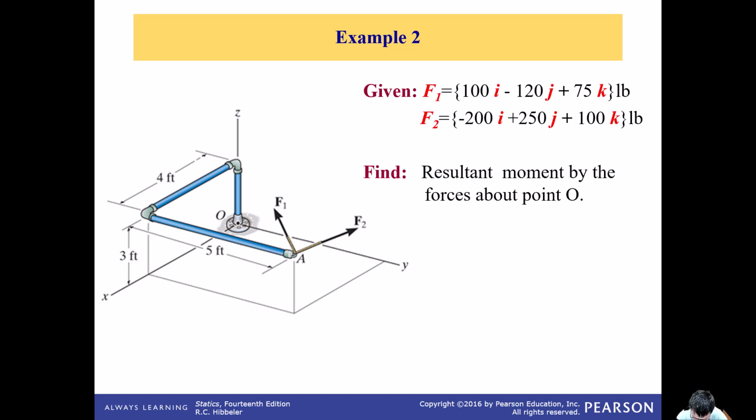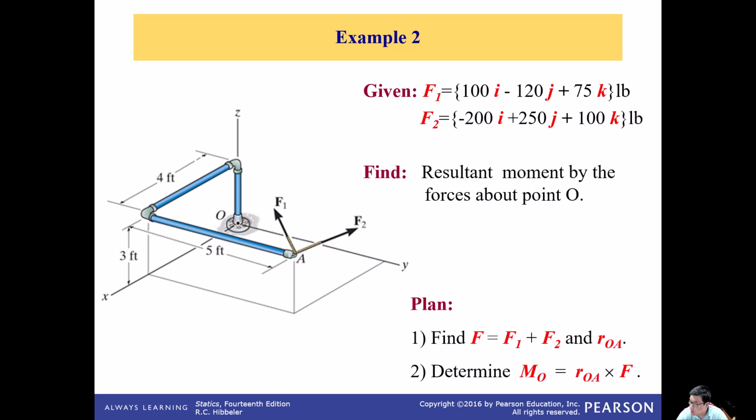If I give you two vectors, vector F1 and vector F2, and you need to find the resultant moment by the force about the point O, how should you solve this problem? The first step is definitely to find the resultant F, which is F equals F1 plus F2.